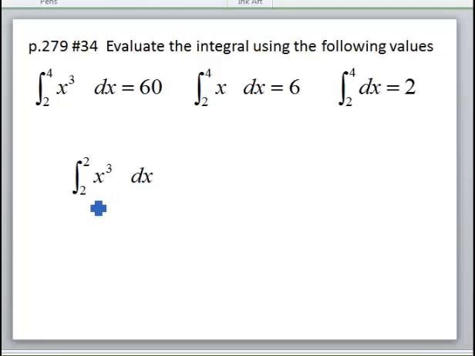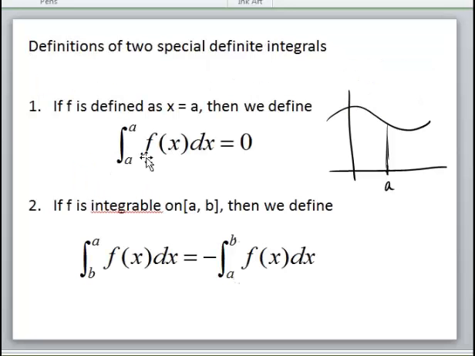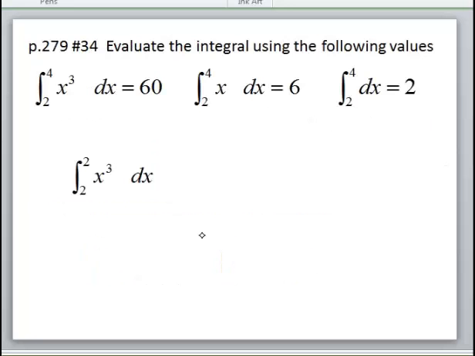This one just says I'm going to go from 2 to 2, and earlier we talked about if I had something that went from a to a, the answer would be 0. So the area underneath this curve right here, since I'm going from 2 to 2, happens to be 0.